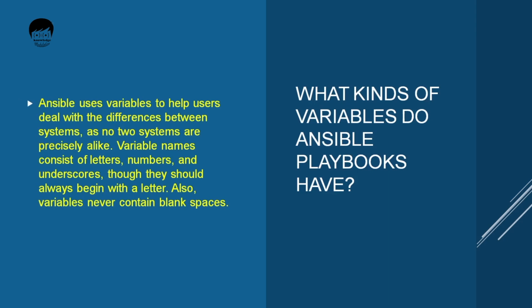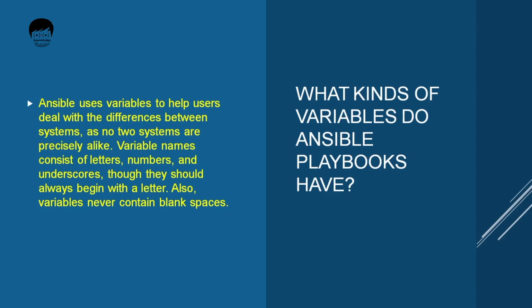Ansible uses variables to help users deal with the differences between systems, as no two systems are precisely alike. Variable names consist of letters, numbers, and underscores, though they should always begin with a letter. Also, variables never contain blank spaces. So, how are variables used in Ansible? How can we use them in our playbooks?